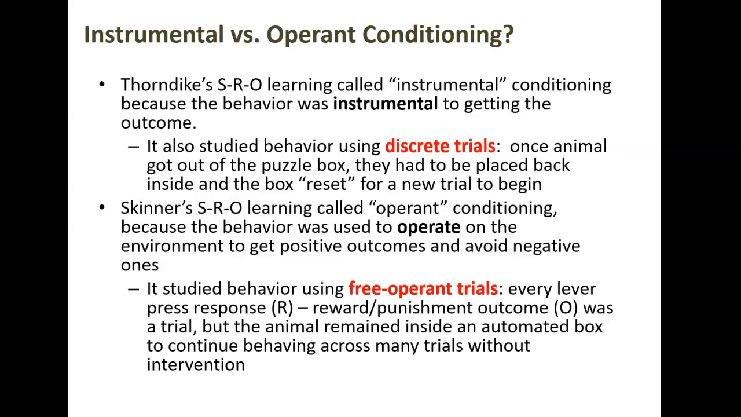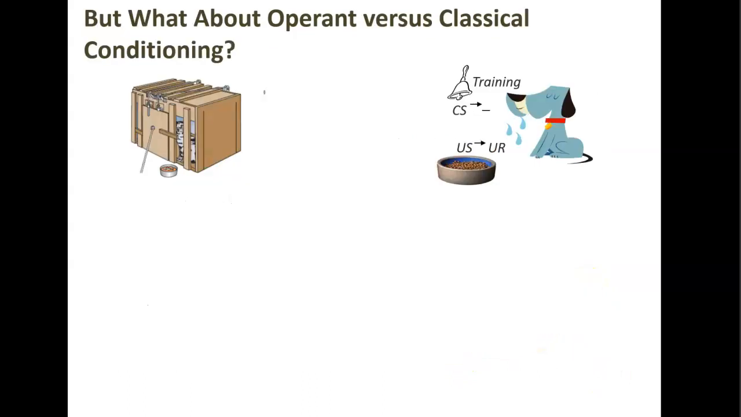So he built this automated operant conditioning box that today we kind of call a Skinner box, which was all automated. Instead of Skinner having to go in and reset the box every time the rat pressed the lever, the rat could just keep pressing the lever and it would automatically get food delivered every time. And so we call that free operant responding. All right, so that's operant versus instrumental conditioning.